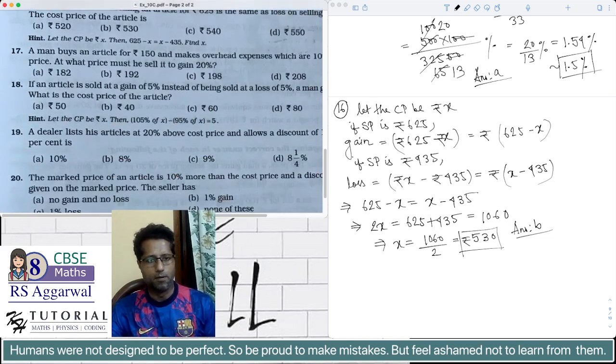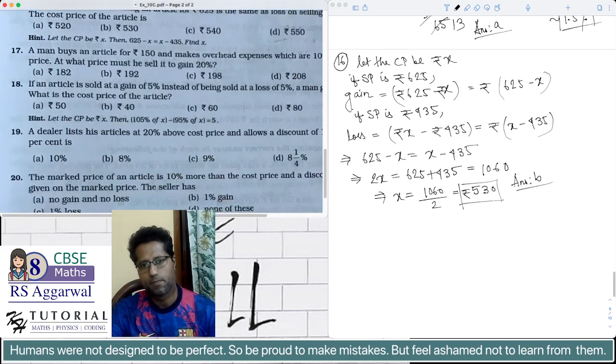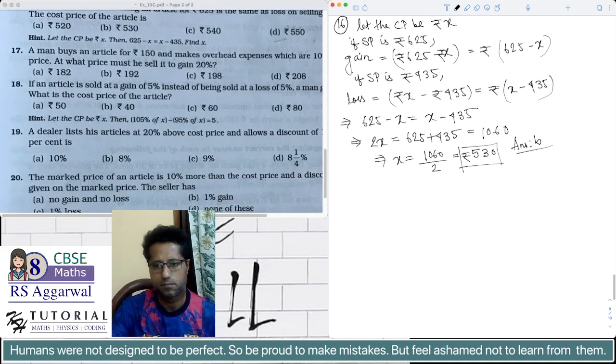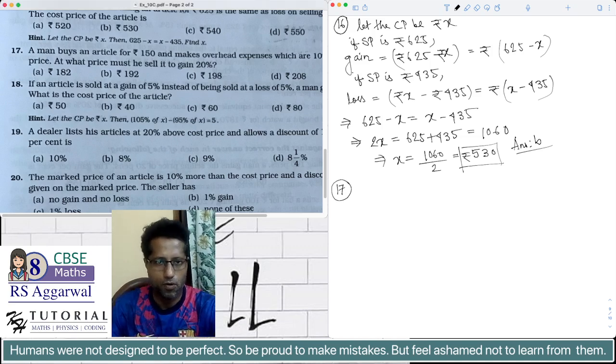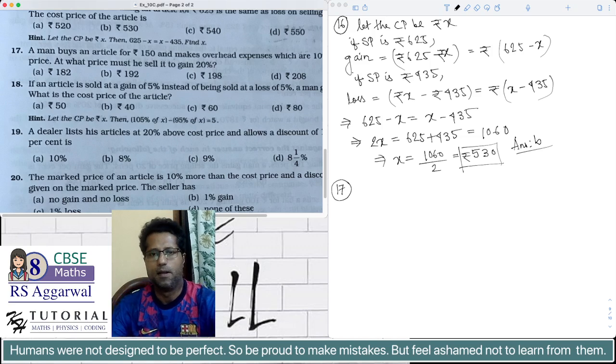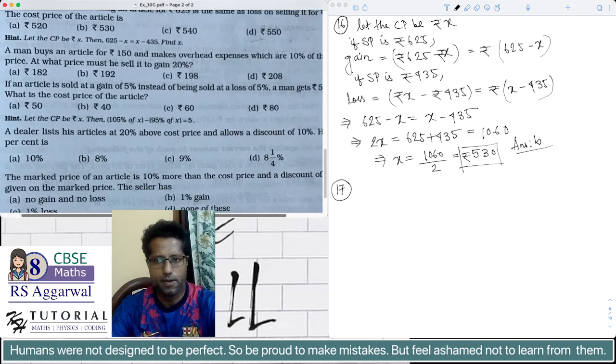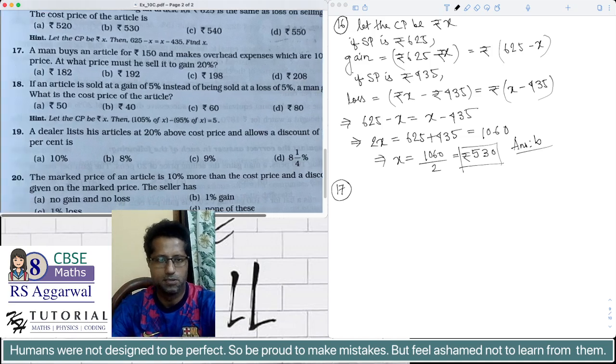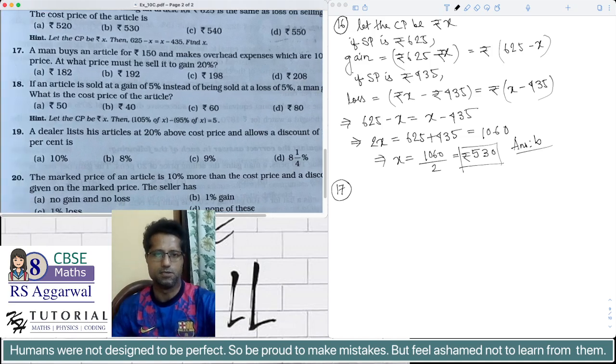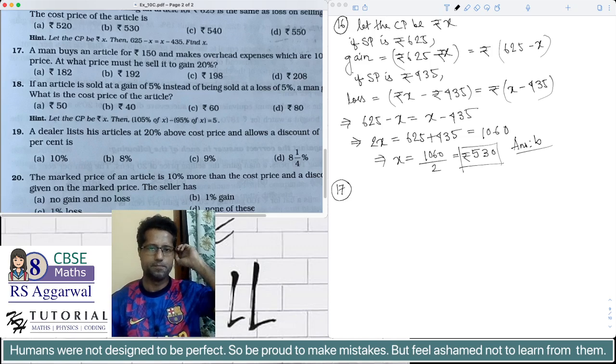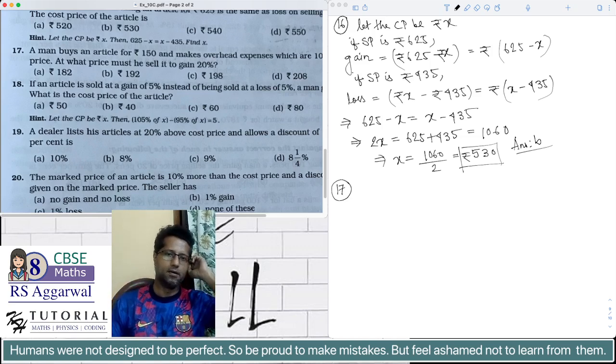Let's do problem number 17. A man buys an article for rupees 150 and makes overhead expenses which are 10% of the cost price. At what price must he sell it to gain 20%?